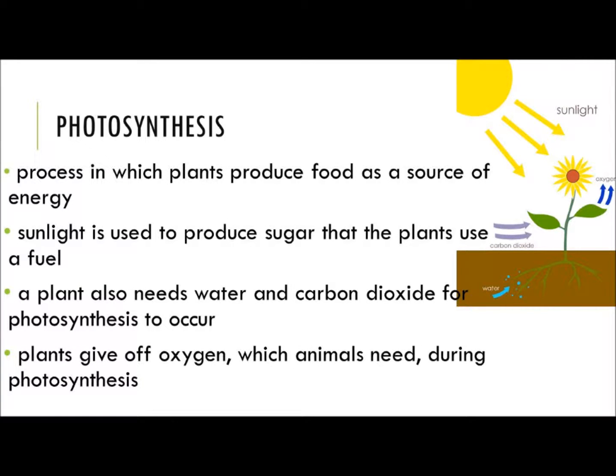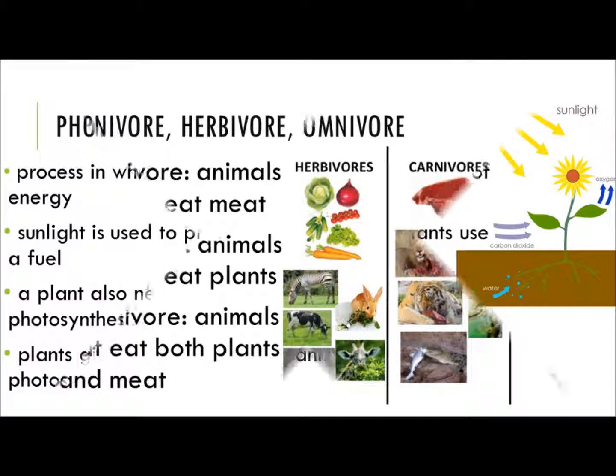Like stated earlier, photosynthesis is the process in which plants produce food as a source of energy. Sunlight is used to produce sugars that plants use as fuel. Two other important things that plants need for photosynthesis to occur are water and carbon dioxide. Without these two things, photosynthesis is not possible. The process of photosynthesis gives off oxygen, which is what animals need to survive.